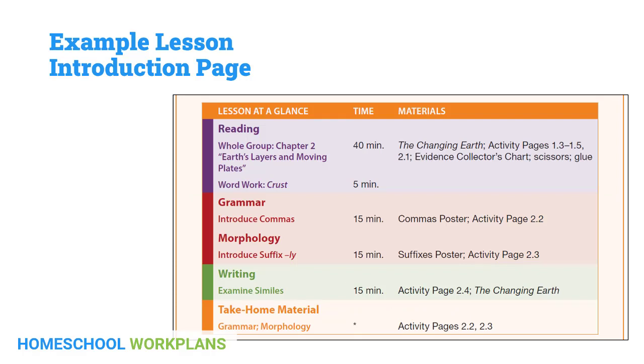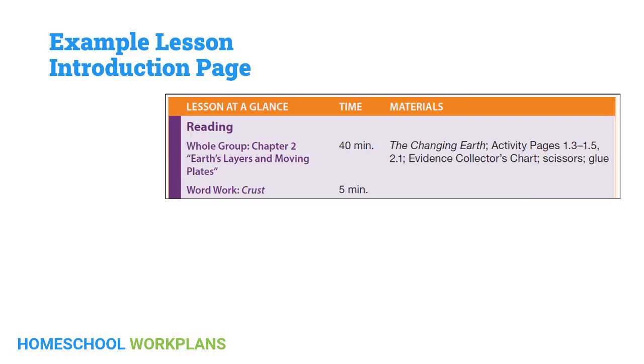Next up, you'll see a box in the middle, and this is an overview of how the lesson will flow. Now, as you saw in the first video, the teacher's guide is color-coded. So at the top there, you see a purple section, and purple is the color code for reading. For this lesson, we'll be reading Chapter 2 with a student, and the title of the chapter is Earth's Layers and Moving Plates.